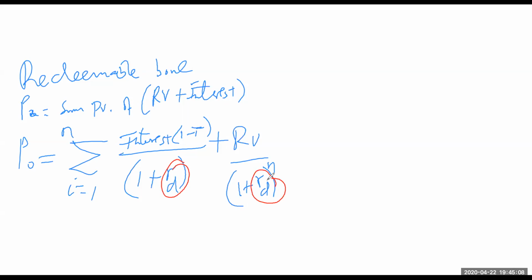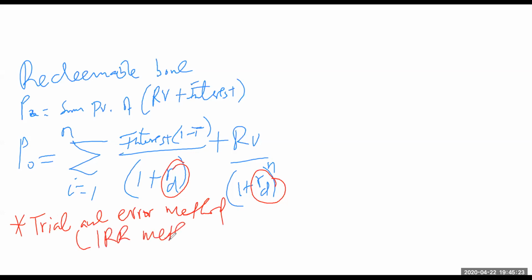So what do you do? You're going to be using a trial and error method. If you remember, what we taught was the IRR method, which I think we have discussed in detail before. The IRR method is what we're going to be using when it comes to estimating the market value of the bond.